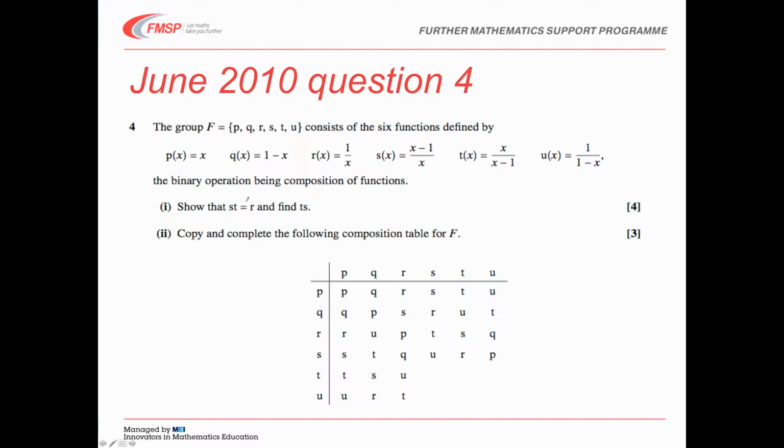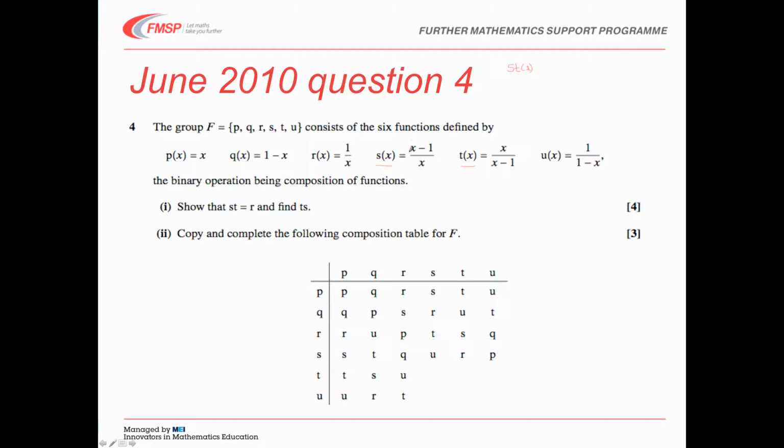Show that ST equals R and find TS. And that'll help us start to fill in this table. But in addition to that, it'll make sure that we're confident about which way around this table works, which is going to be important in a bit. So ST, if I look at ST, you just need to remember that ST of X means you put T into S. So you do T first and put that into S.